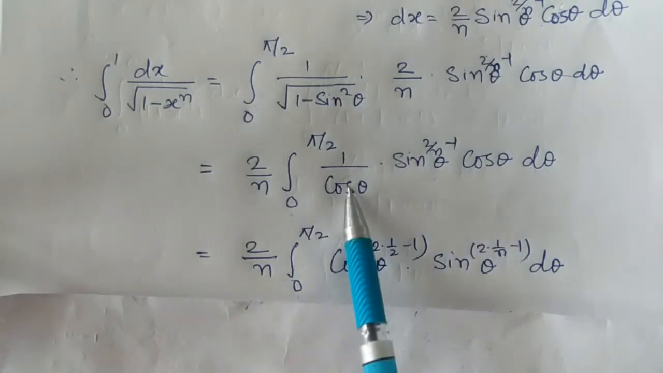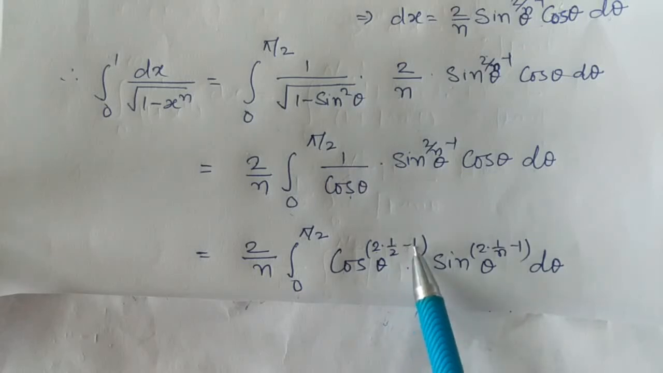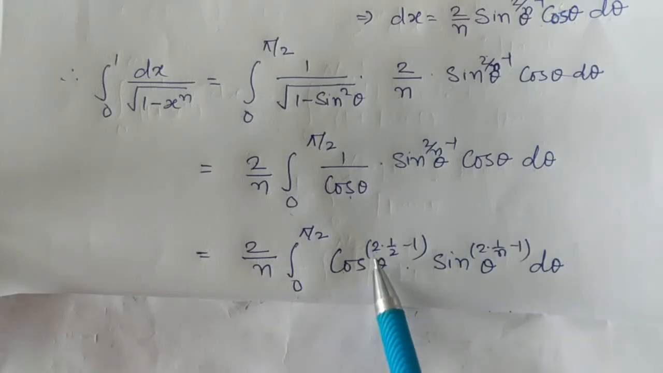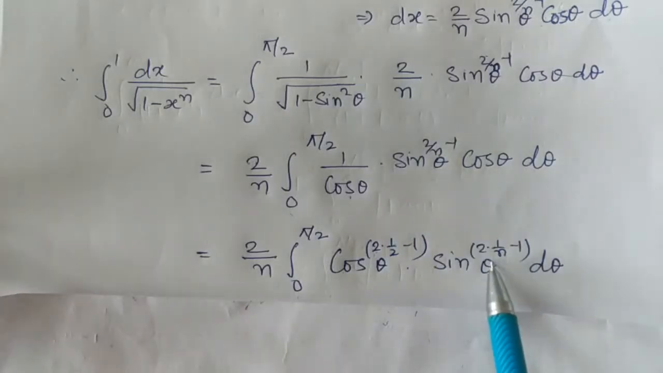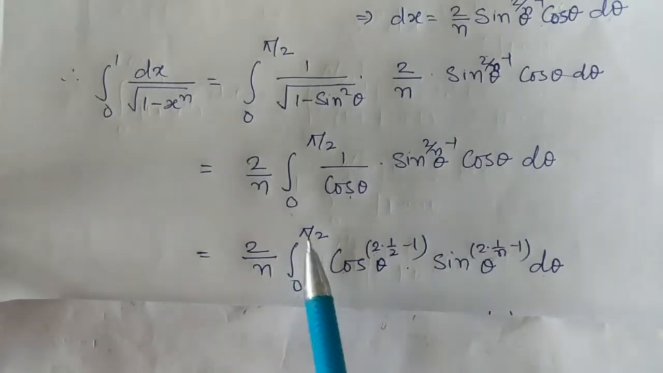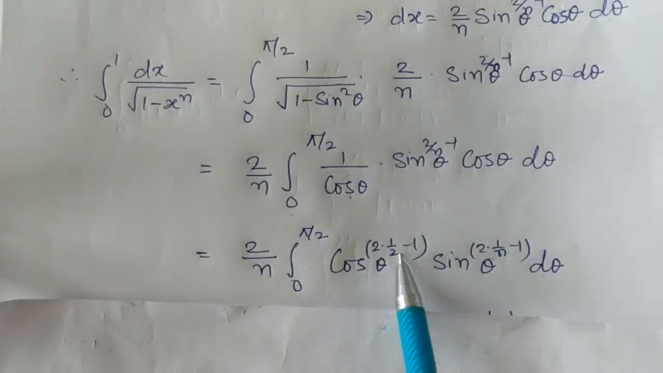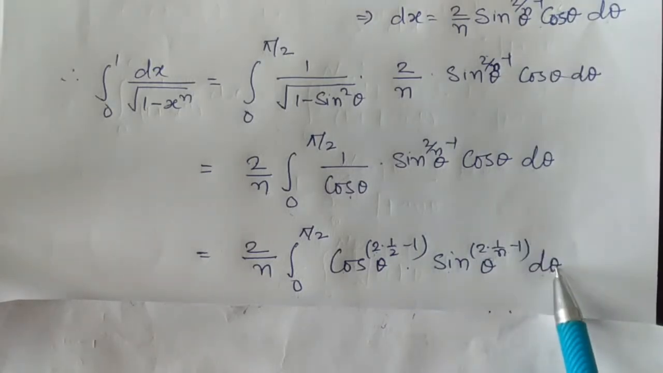Now cos theta cancels, that means we have cos power 0, and we write cos power 0 as cos theta power 2 into 1 by 2 minus 1. So 2 into 1 by 2 is 1, 1 minus 1 is 0. So cos power 0 into sin theta power 2 into 1 by n minus 1 d theta. Now this integral is 1 by n into 2 into integral 0 to pi by 2 cos power 2m minus 1 into sin theta power 2n minus 1 d theta.